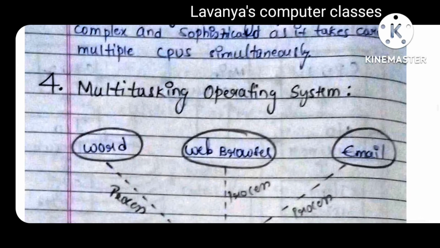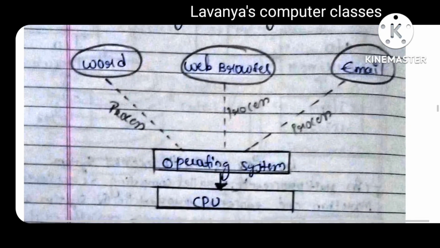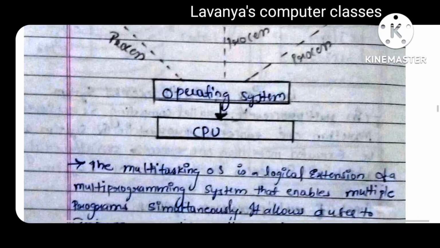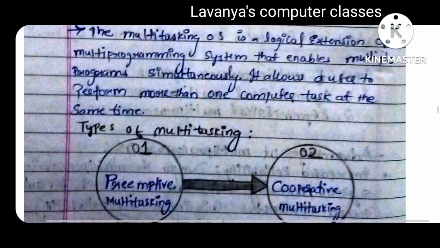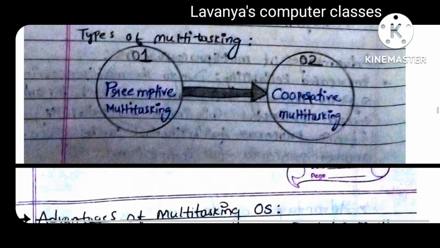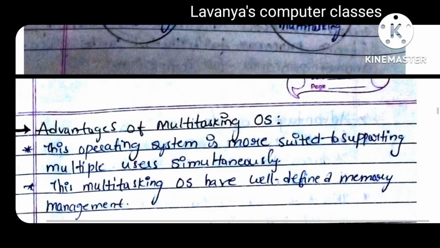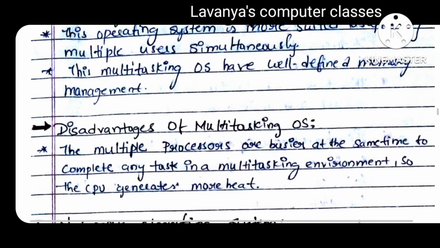Next, multitasking operating systems. Diagrammatic representation. Definition. Types of multitasking. Advantages of multitasking, disadvantages of multitasking.